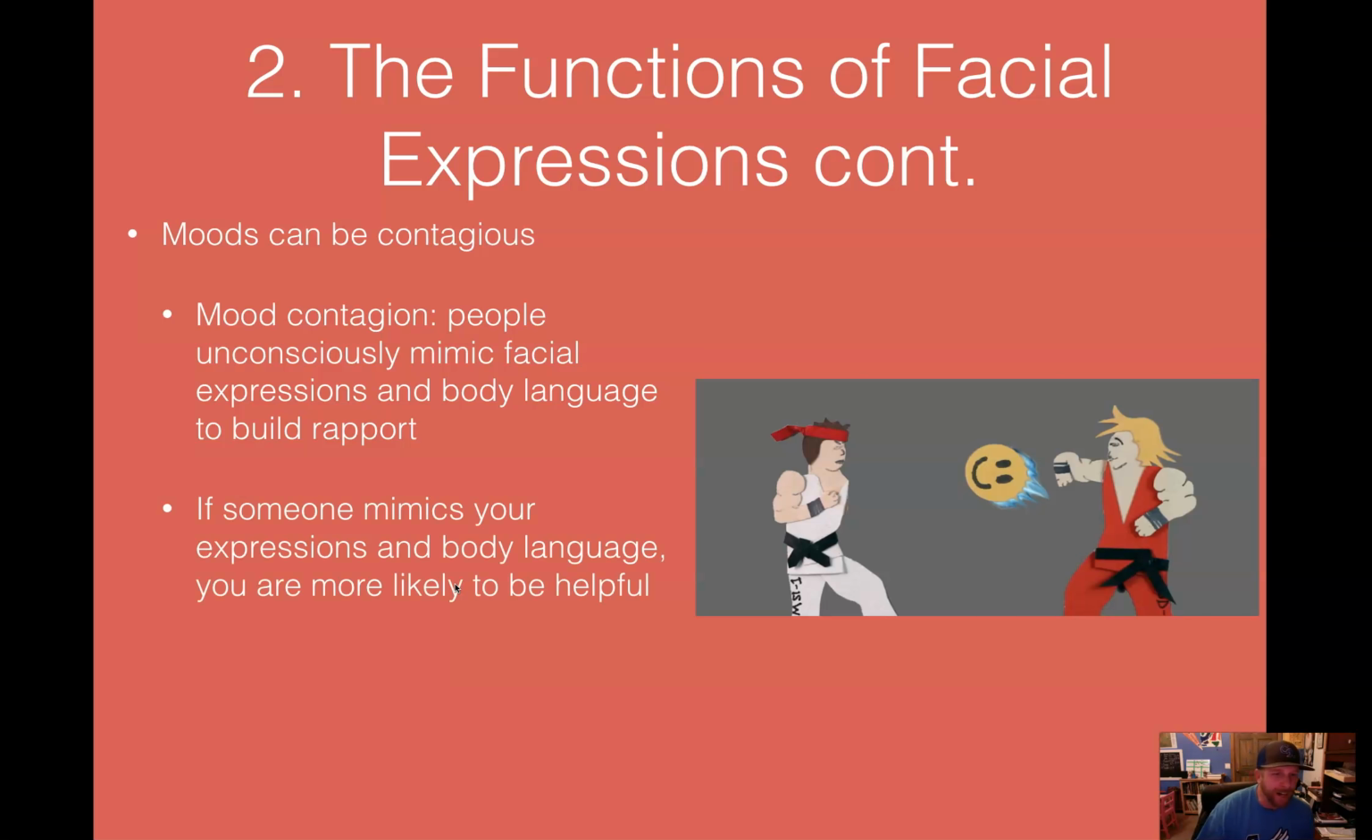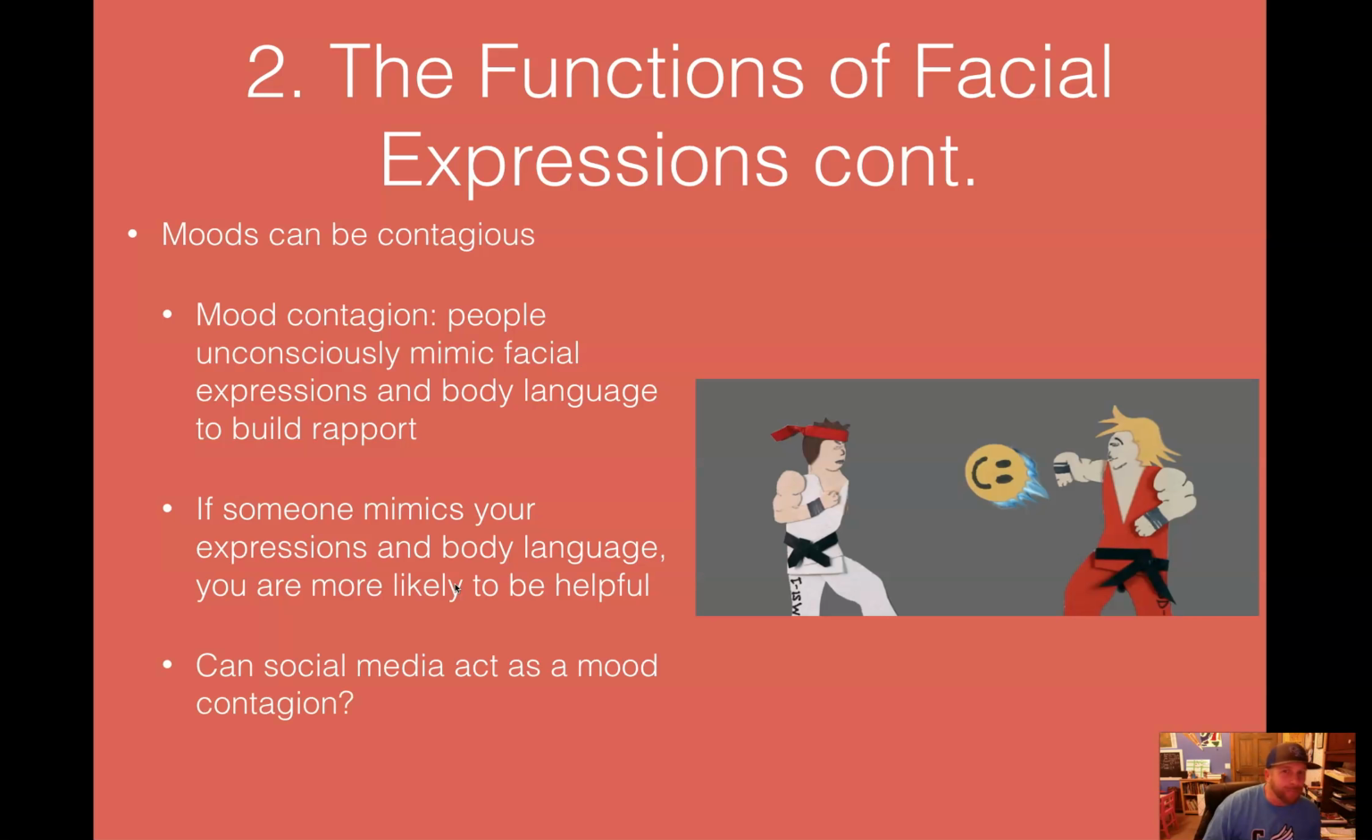If someone mimics or expresses your body language, you are more likely to be helpful. You're more likely to like them. You can get people to like you if you just mimic what they do subtly, not like the old copy game, but with the correct body language and imitating their facial expressions, and they will be more likely to like you and to help you out.